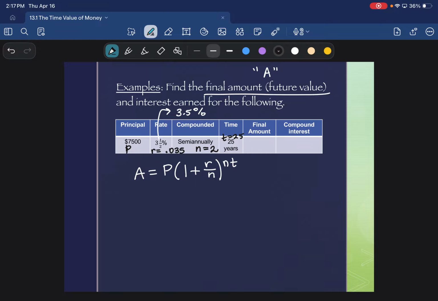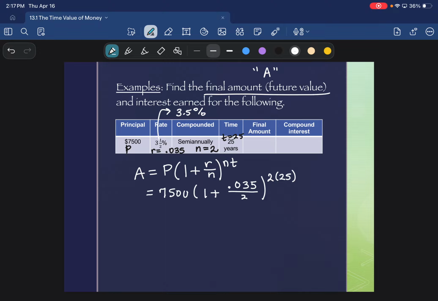Okay, everybody good? Yes. Okay, so we're going to put those into their correct locations in this formula. So I've got 7,500 first. I have 1 plus. I've got the 0.035 on top, 2 on bottom. And then I have 2 and 25 multiplied in the exponent.